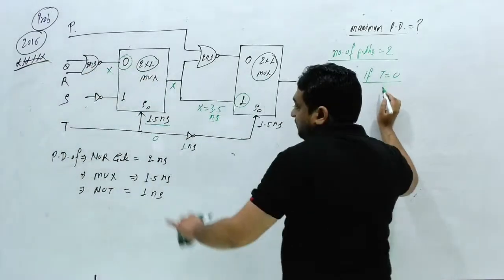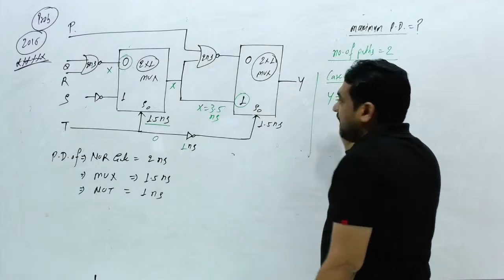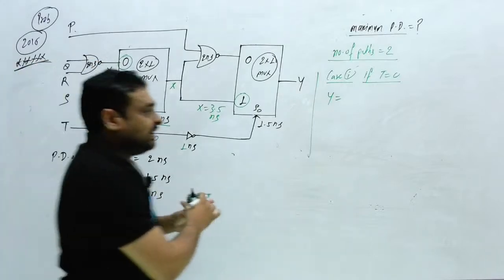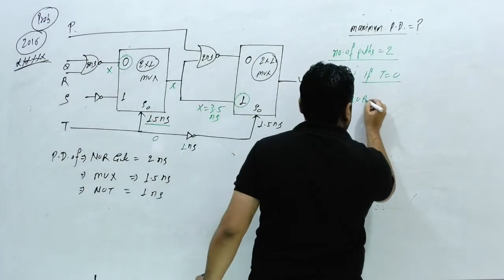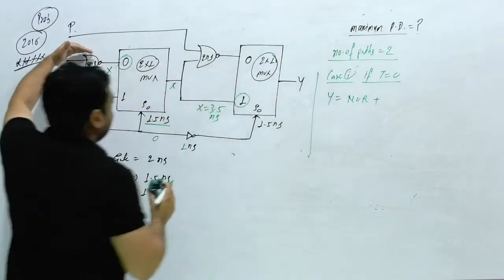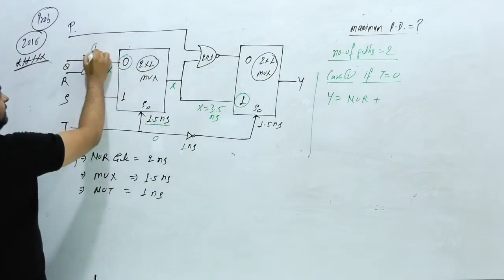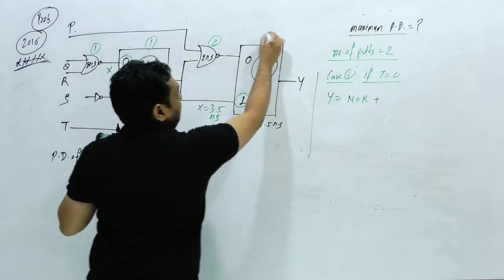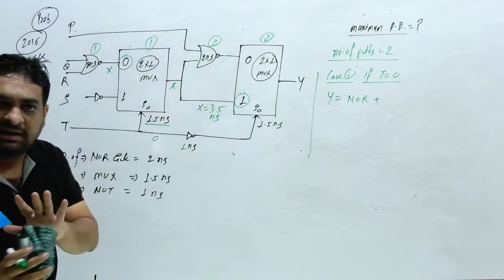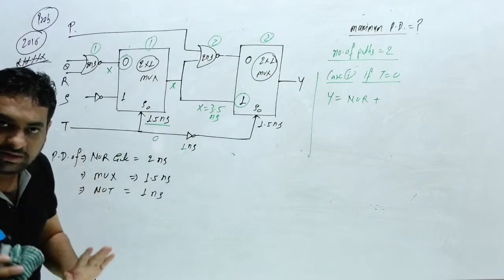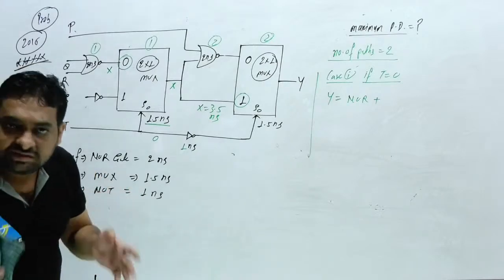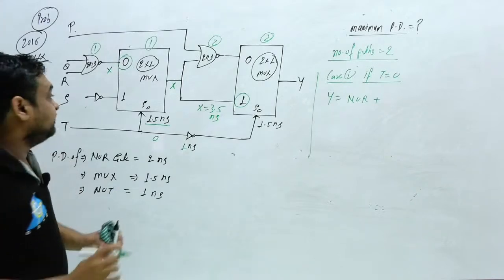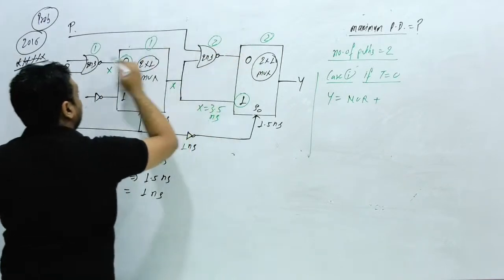So case number 1, if T is equal to 0, what will be the output? You will get the output passing from this NOR gate. So first you will consider the delay for this NOR gate plus this NOR gate. You can also say this is NOR gate number 1 and this is NOR gate number 2. This is MUX 1 and this is MUX 2. In this question, the examiner has provided both the NOR gates having the same delay, and both the multiplexers having the same delay. If the NOR gates and multiplexers had different delays, that's why I am going to write number 1, number 2, number 1, number 2.